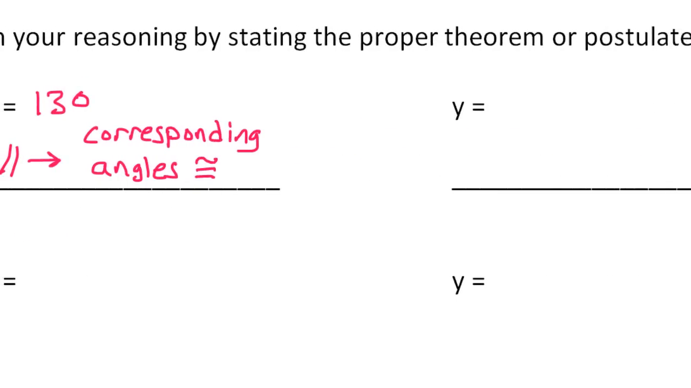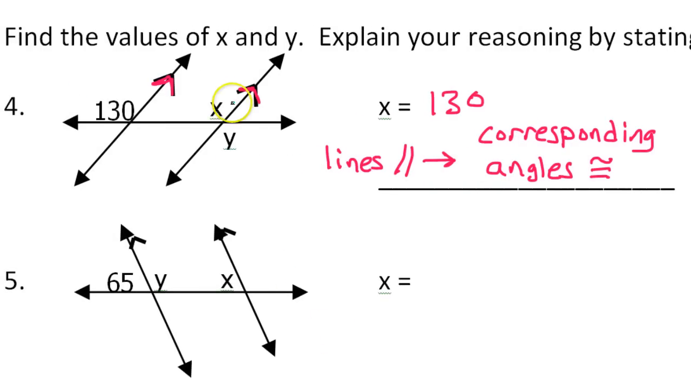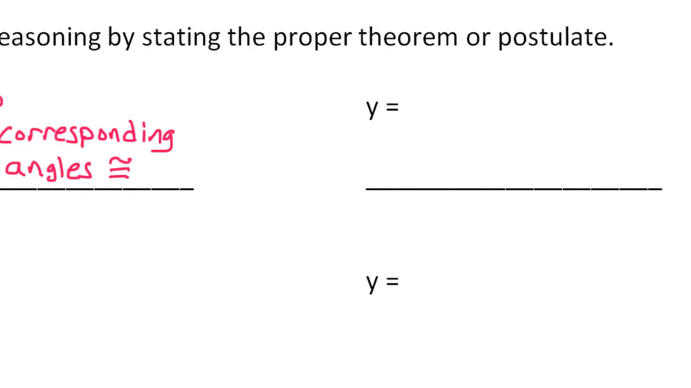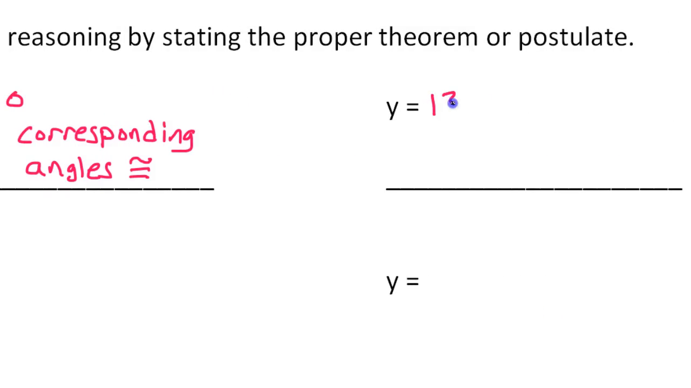And what about angle y? Well, if angle x is 130, then angle y is also 130. This has nothing to do with parallel lines. Vertical angles are always congruent. So y is also 130 because vertical angles are congruent.